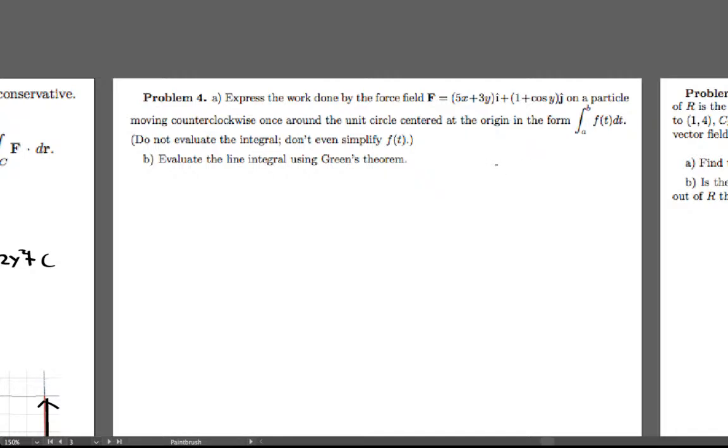First thing first is that you obviously check if this guy is a conservative force or not, which I know is not going to be something that I like. But yes, for problem A, you want to express this entire thing as an integral, which is totally fine by me.